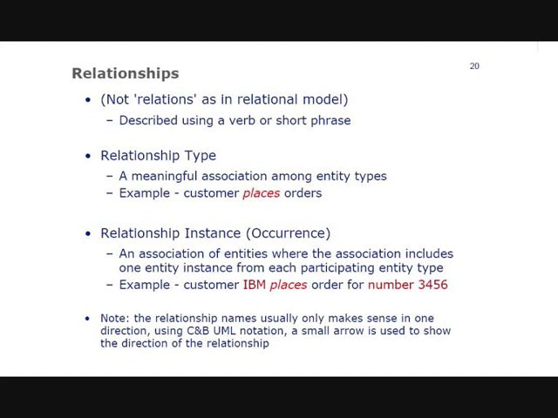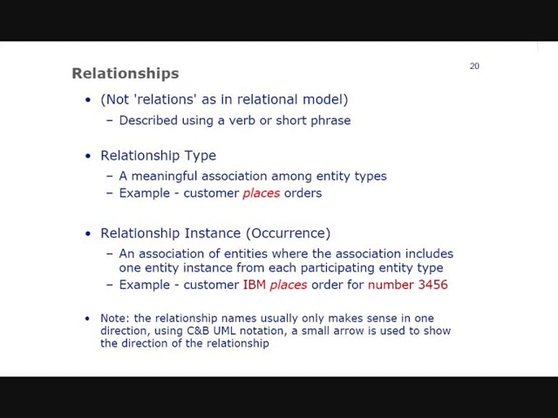So for example, customer places an order: places is the relationship, customer and order are your entities that are related by that. And again, we can have a relationship type, which is the generic thing, and a relationship occurrence, which is the specific real-world object. So if I say customer IBM places an order number 3456, that is an occurrence of the relationship type places. It's a real-world occurrence or instance of that relationship taking place in the real world.